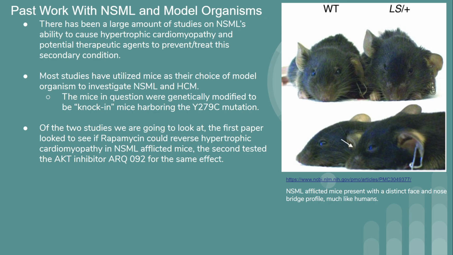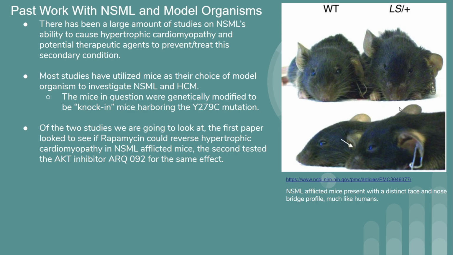So true to that information, there have been a lot of studies of this disease with mice, specifically looking at hypertrophic cardiomyopathy. That's kind of the most common heart condition associated with the disease, and is the most dangerous. It's a thickening of the heart wall, and it prevents normal conduction of blood. Most studies have used mice as their model organism, and they've created a knock-in model, making the mice actually have the mutation. And we're going to look at how they looked at therapeutics for that.